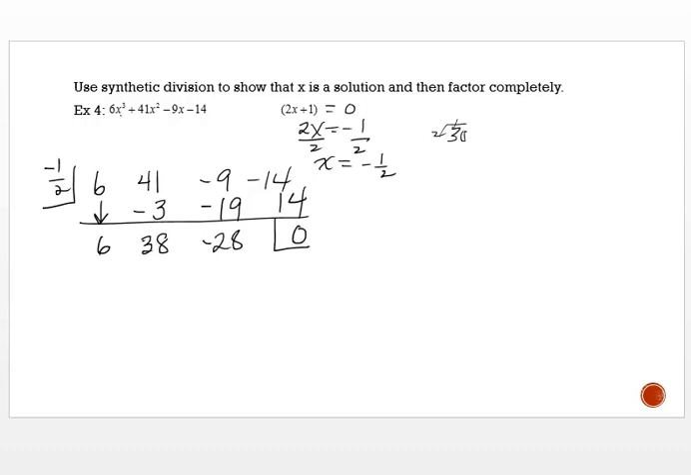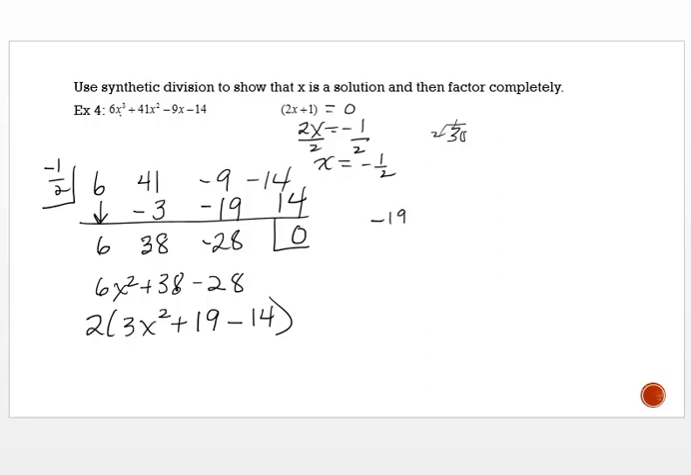Now, this was x to the third, so let's do this. 6x squared plus 38x minus 28. So I might use a good old quadratic formula on this, or if you want to factor out a 2, we could make these numbers a little bit smaller. All right, so let's use quadratic formula here.